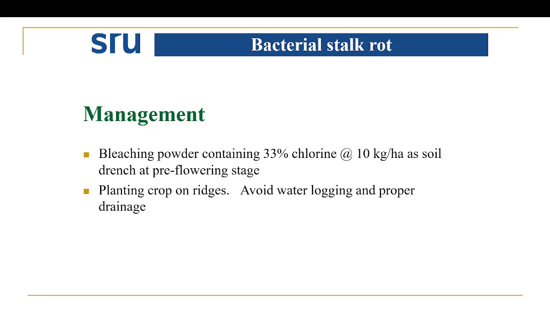Coming to management, bleaching powder containing 33% chlorine can be applied at the rate of 10 kg per hectare as a soil drench at the pre-flowering stage. Planting the crop on ridges, avoiding water logging and giving proper drainage can effectively manage bacterial stalk rot.